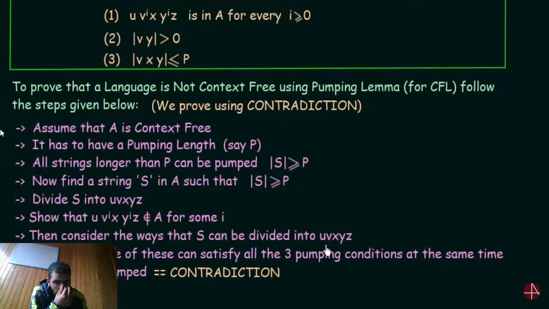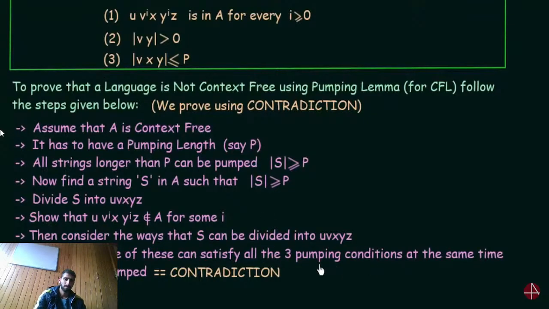So consider all the ways in which you can divide the string S into these 5 parts, and after you find them out, show that none of these can satisfy all the 3 pumping conditions at the same time. So what are the 3 pumping conditions? These 3 conditions that we have read over here. So once you find all the ways in which S can be divided into these 5 parts, show that those divided parts cannot satisfy these 3 conditions of pumping lemma at the same time.